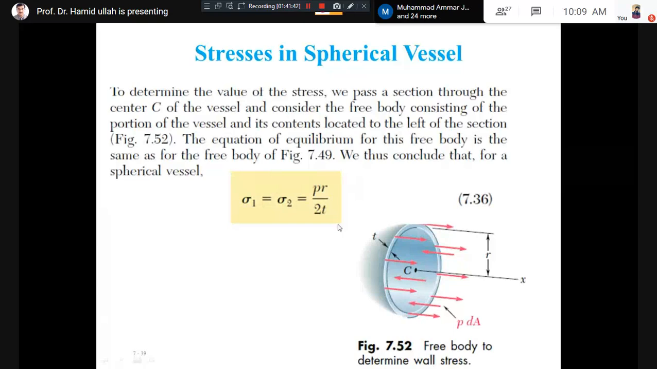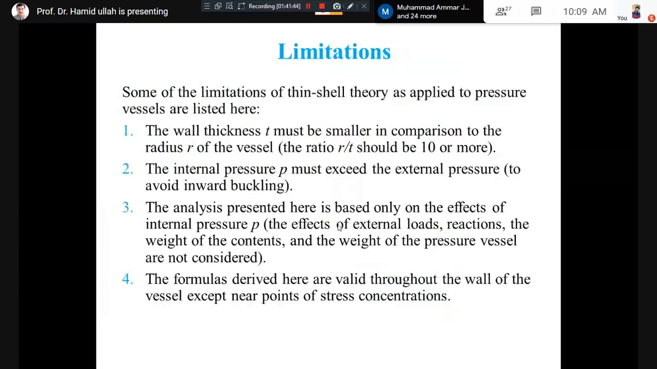So some limitations. You can see the wall thickness, small t, should be very small compared to the radius, and the internal pressure must exceed the external pressure, which we already mentioned. So the inside pressure is positive, and there is no inward buckling or inward bending of the vessel.